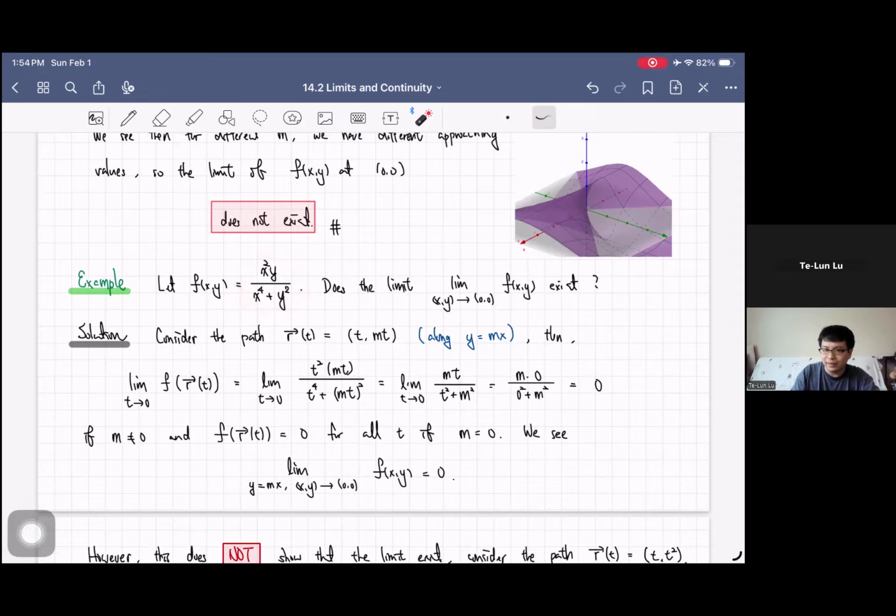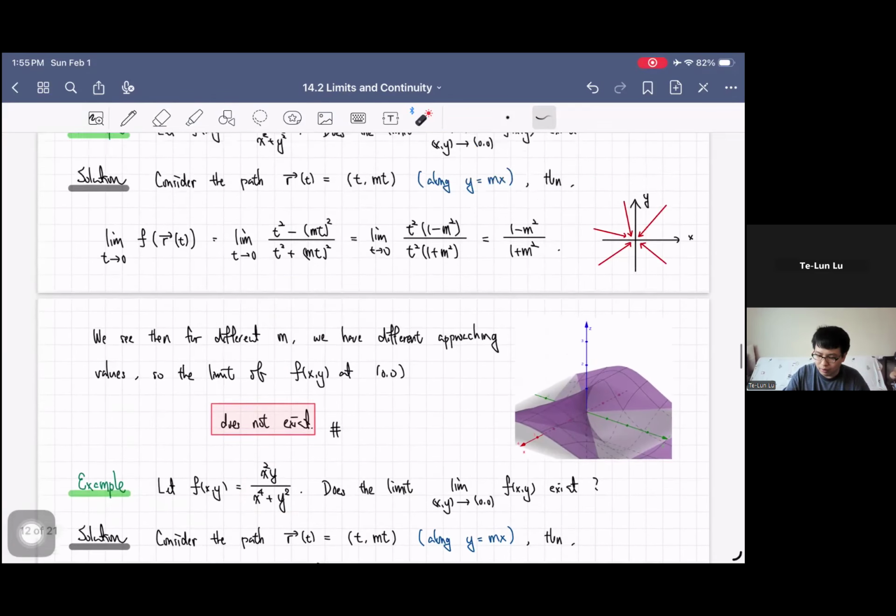So we know that along this line, y equals mx, when x and y approach 0, we always have this being 0. However, this does not guarantee that the limit exists, because other than the straight line, we actually have more ways to approach the origin.